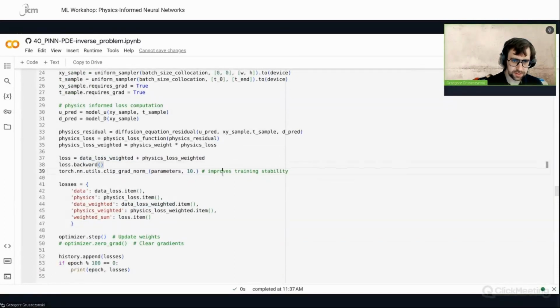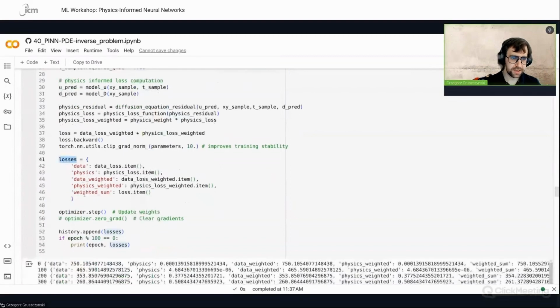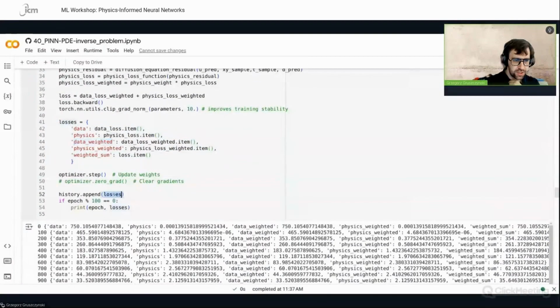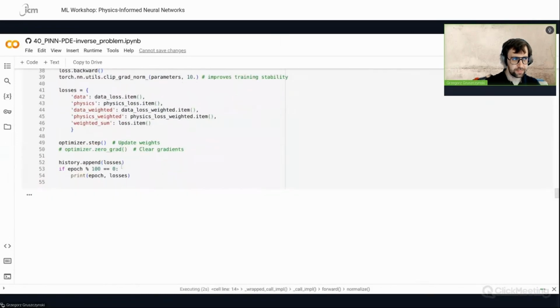We do a backward step. Here is a bit of a trick to improve the training. This is clipping the norm of the gradient to avoid too big values. And we check the value of each part of the loss, so the data loss, physics loss, the weighted loss, and the sum of this physics and data loss. We put it in a simple dictionary, and then this dictionary is appended to history. And every 100 steps, we are going to print the value of the loss function. Now I'm clicking Shift-Enter in order to run the training.